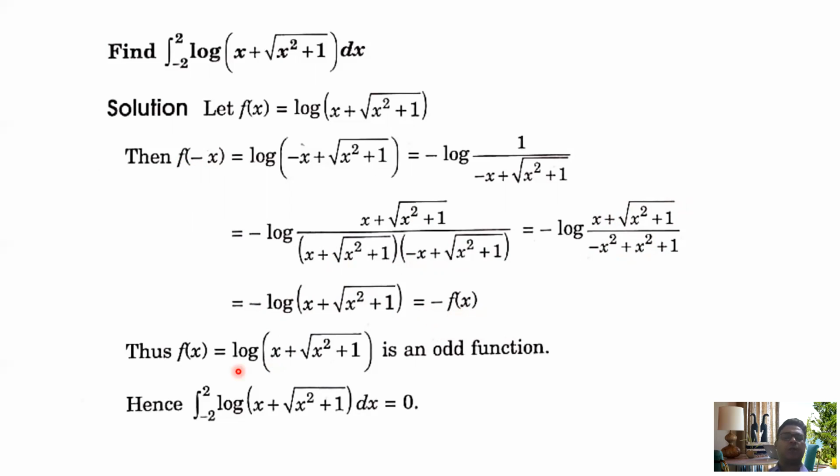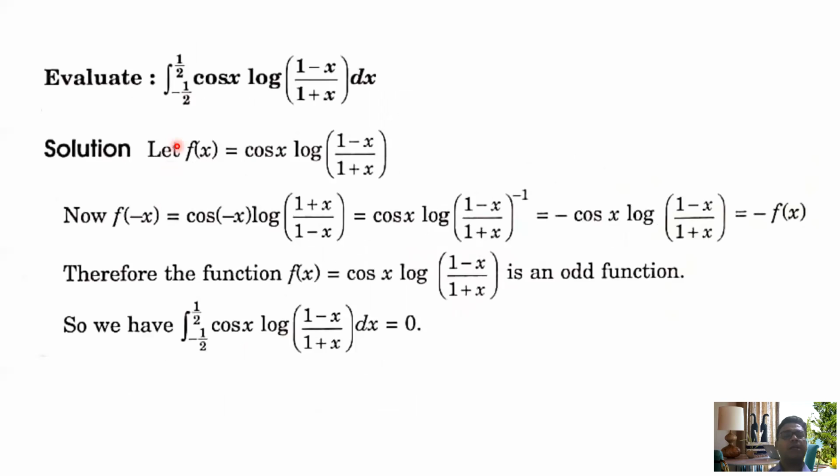So that means your function f(x) equals log of x plus root under x square plus 1 is an odd function. So already you know, if your function is odd and your upper limit and lower limit have a middle point of 0, then we can write the integral from minus 2 to 2 of log of x plus root under x square plus 1 dx is equal to 0, because your function is an odd function. So this is also a very good example for you.